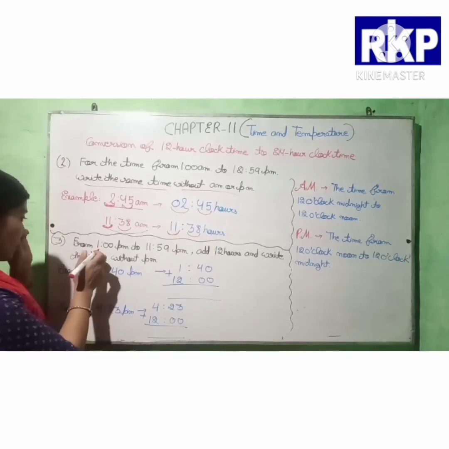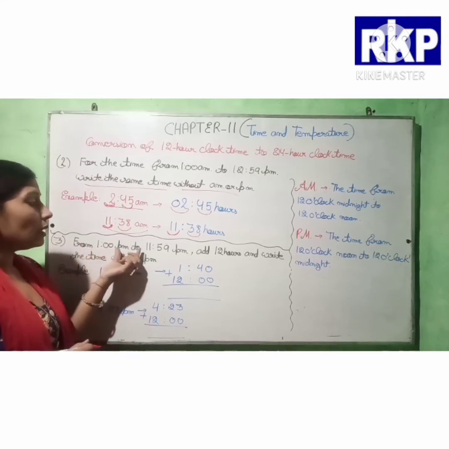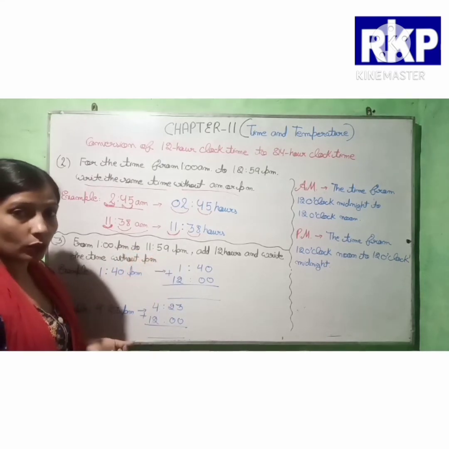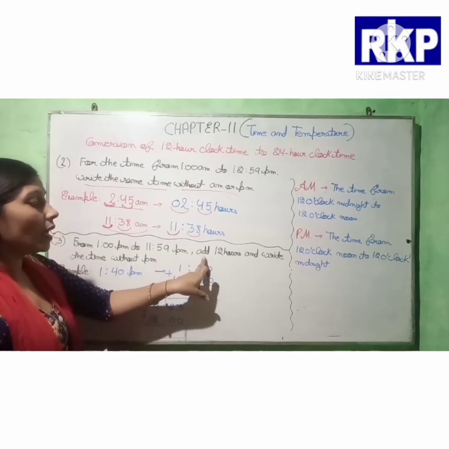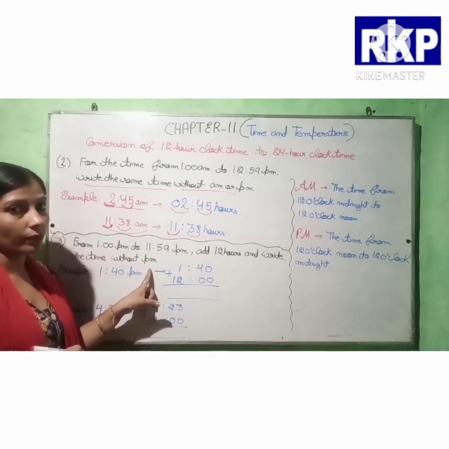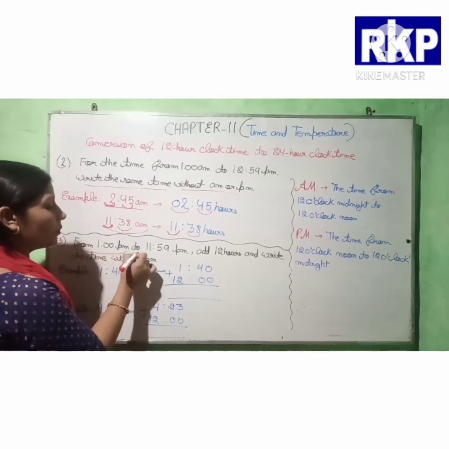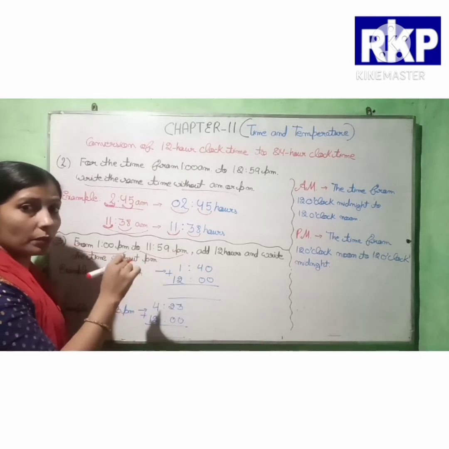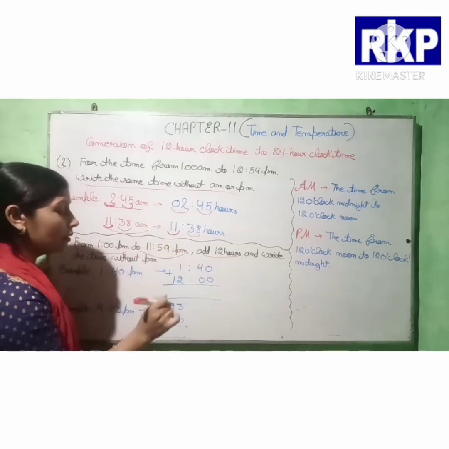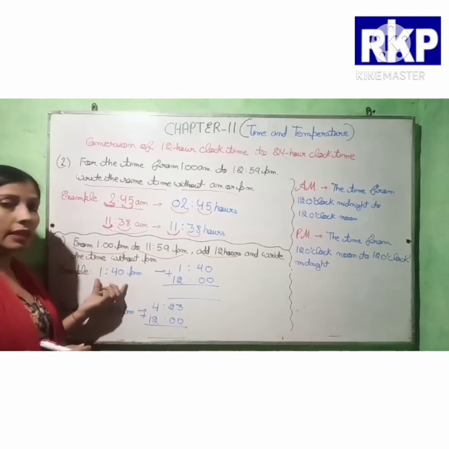Now let us see if the given time is from 1 pm to 11:59 pm. Then what will we do? Yes, then we have to add 12 hours and write the time without PM. If the given time is from 1 PM to 11:59 PM, then add 12 hours and write the time without PM.